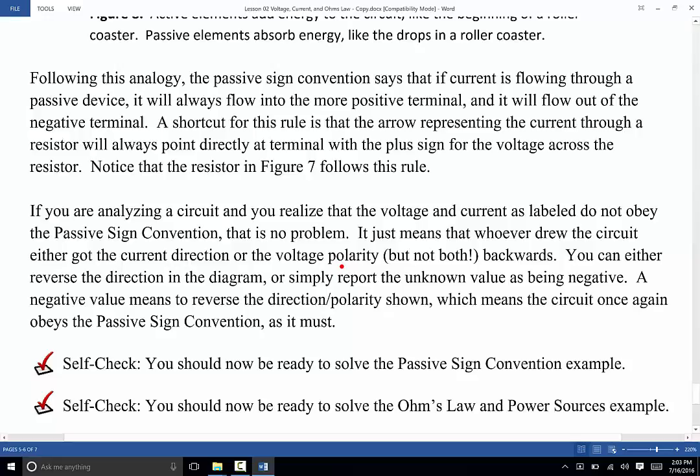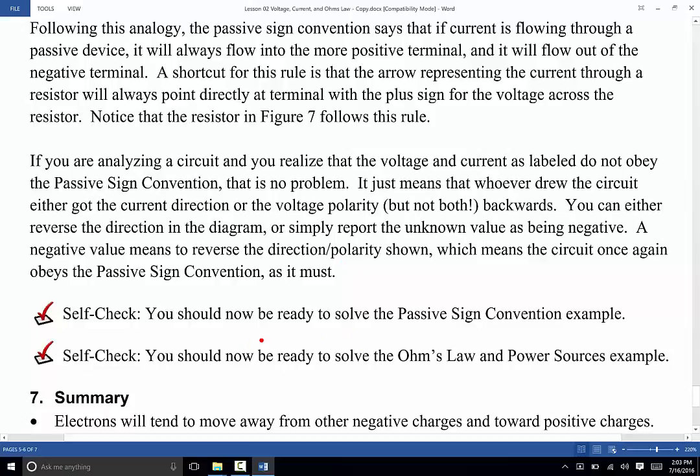So now that we've done 3 sections since your last example, you're ready to do 2 self-check examples. You have the passive sign convention example and then the Ohm's law and power sources example, both of which you should be fully prepared to do at this time.